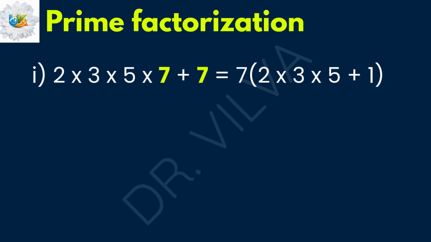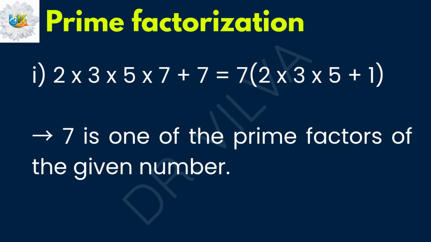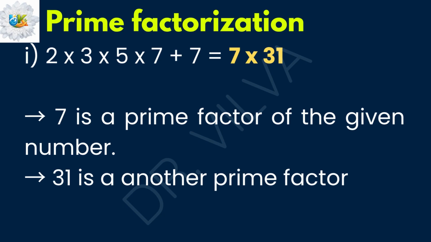Let us take 7 out as a common factor. So, 7 times (2 times 3 times 5 plus 1). Here, already we got one of the prime factors, 7. If you multiply 2 times 3 times 5 plus 1, we will get another number. If you want, you can simplify or directly we can conclude at this stage. Anyhow, I have simplified it. 2 times 3 times 5 is 30. 30 plus 1 is 31. So, this expression can be written as 7 times 31.